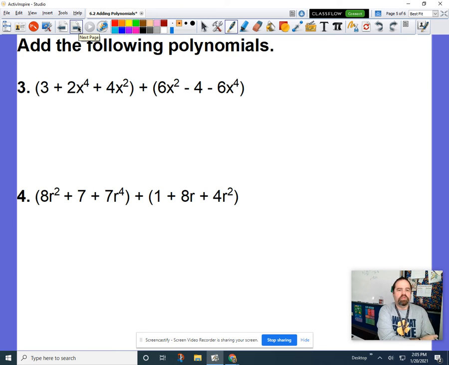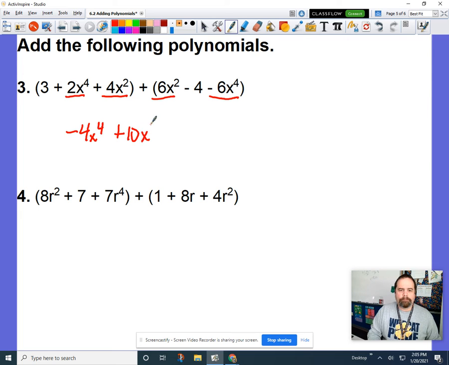All right, last 2 here real quick, and you notice these aren't in order. The first 2 went piece by piece in order. So again, step back and look at the whole problem and then decide what to do after that. So I'm going to start with my x to the 4th terms. 2x to the 4th plus negative 6x to the 4th is negative 4x to the 4th. And then I'm going to move on to my squareds. That's 10x squared. And then my constants, that is -1.